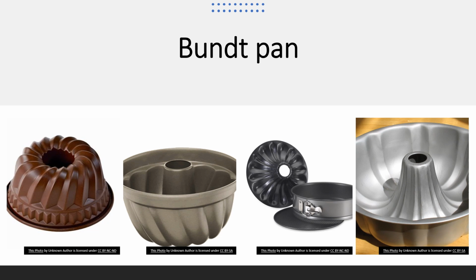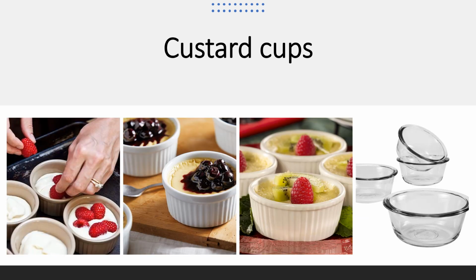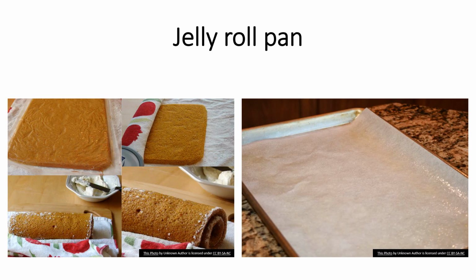The first one is what we call Bundt pan. It is a ring-shaped pan with a fluted side originally created to prepare German Kugelhupf cakes. A custard cup is a heat-resistant porcelain or glass cup where individual custard is baked. A jelly roll pan is used for baking cookies, coffee cakes, and the cake portion of jelly rolls.